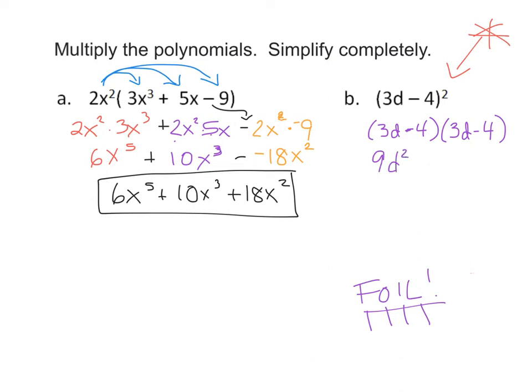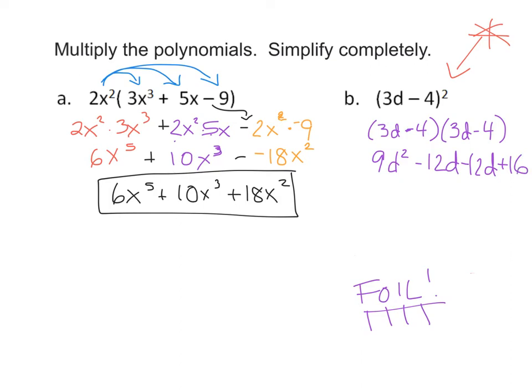Okay, and then we multiply the outside terms. So the outside terms are 3d and negative 4. So what's 3d times negative 4? Well, negative 12d. And then the inside terms, negative 4 times 3d, so that'll be negative 12d. And then the last terms, negative 4 times negative 4, which is positive 16.